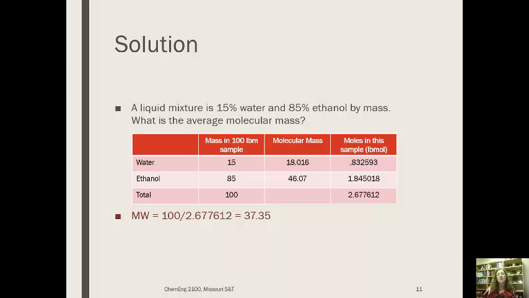If I want to get to moles, I'm going to divide mass by molecular mass. So 15 divided by 18 is about 0.83. 85 divided by 46 is 1.84. And I end up with 2.678 pound moles. I can use that to get the average molecular mass by saying I want something in pounds per pound mole. So I have 100 pounds, and it was 2.678 pound moles. Therefore, the molecular mass is 37.35.